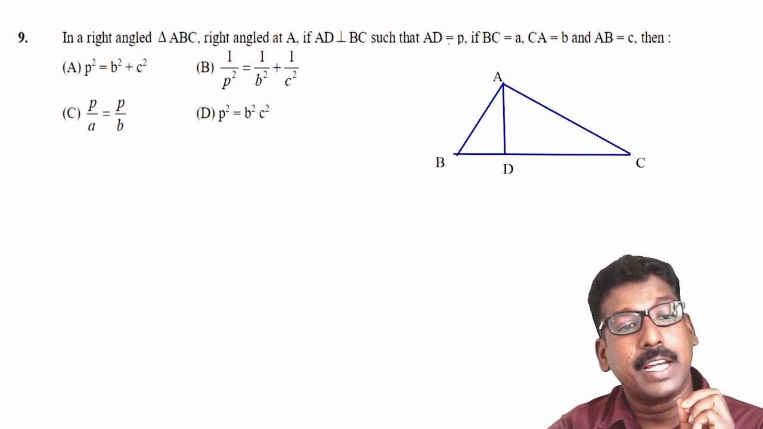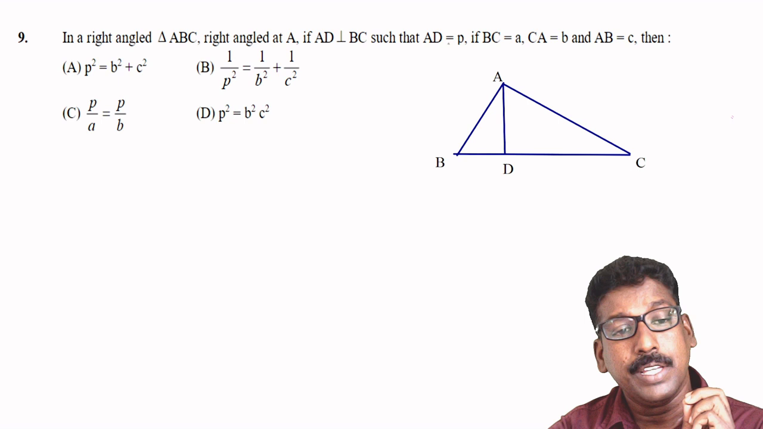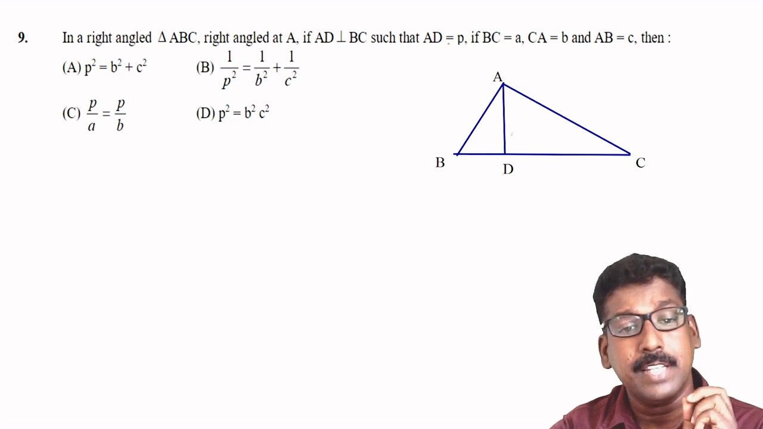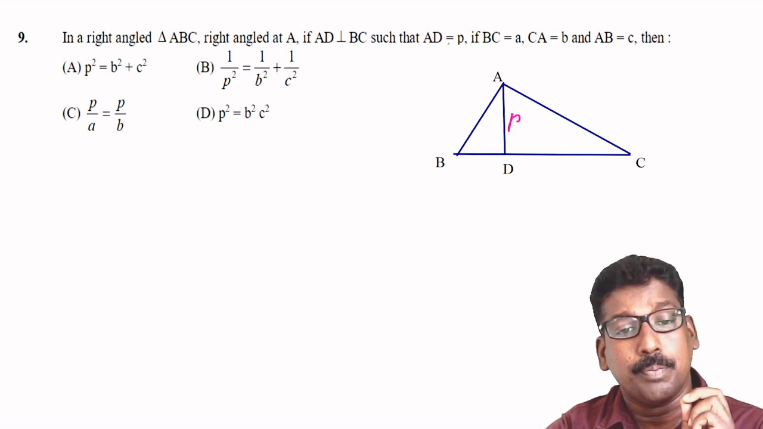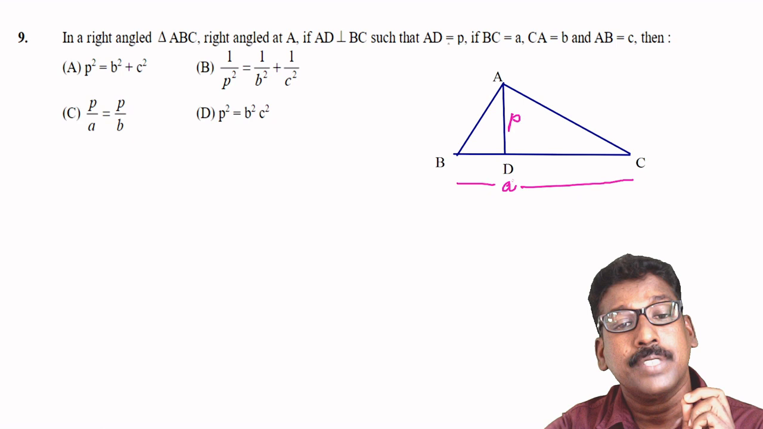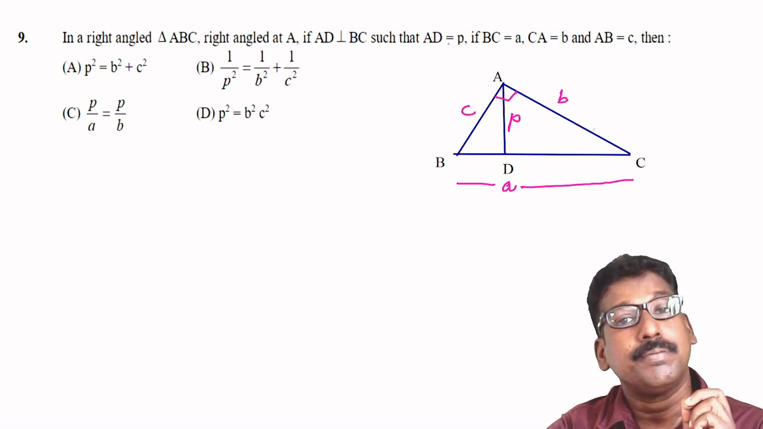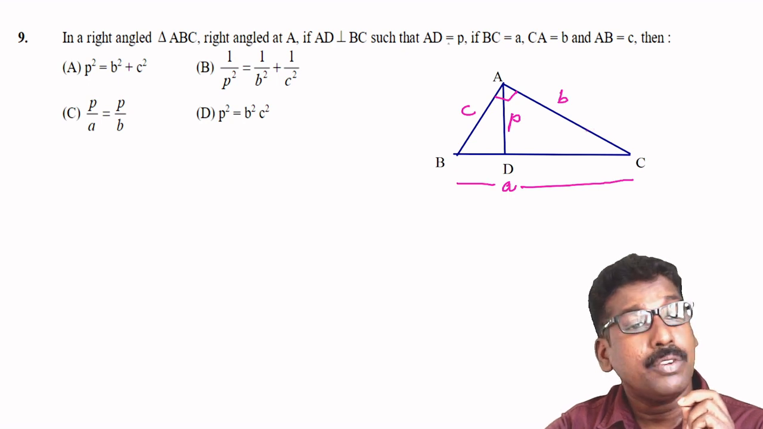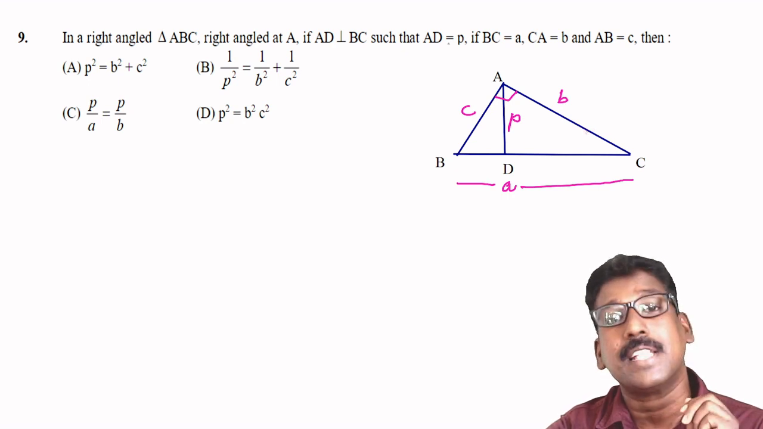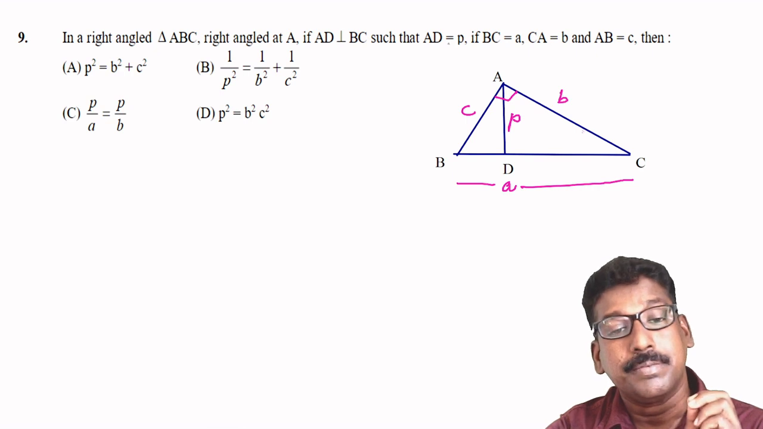A right angle triangle ABC, right angle at A. If AD perpendicular to BC such that AD is equal to P, BC is equal to A, CA is equal to B, and AB is equal to C. Here, this angle is a right angle. You have to find out which relation is the correct one.